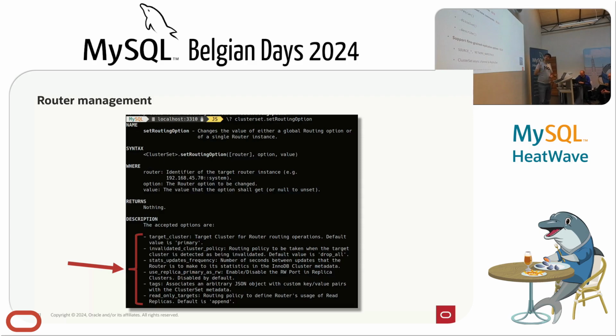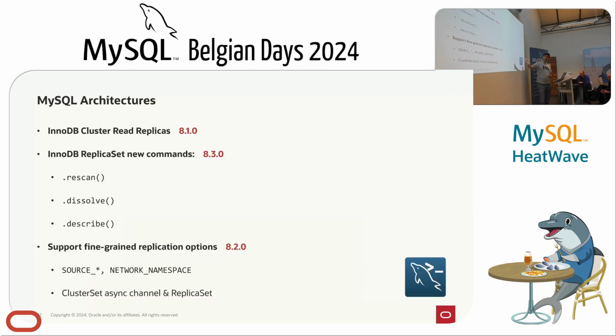Regarding architectures, support for read replicas in 8.1, some new commands for replica set in 8.3, dissolve, describe and rescan, and we now have support for fine-grained replication options. A couple of weeks ago, someone was asking on Slack, the community one, if they could set the source option or some other option, I don't remember, for the cluster set asynchronous channel. Back then you could do it manually, but you could also break things. Now we have support for that in Shell, so you don't have to worry about that. For all the source options and network namespace, and you can do that for the cluster set asynchronous channel and also replica set.